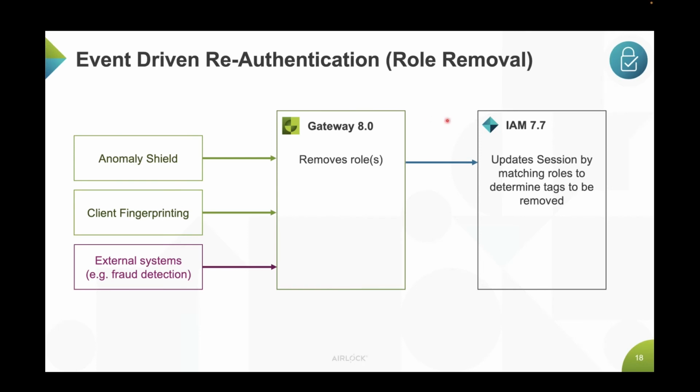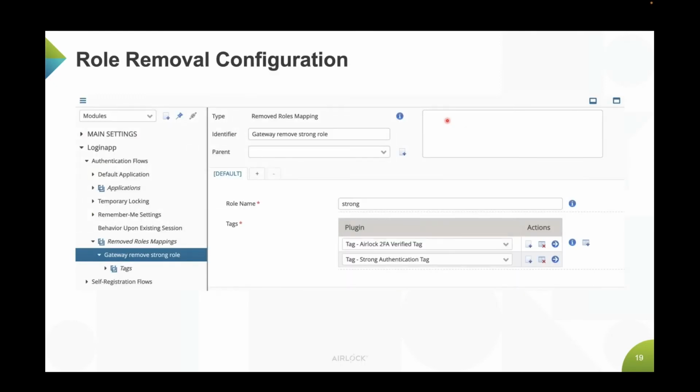It can update the session by matching the roles lost and determine which tags need to be removed. And as Mark explained before, tags really are how we control flows, which steps to skip, which steps to enforce. And removing roles means that the next time authentication is required, the user will have to go through additional steps or maybe redo second factor authentication. And this is what happens here. The user must use his credential in an authentication flow to regain the missing tags. And then, of course, IAM tells the gateway through the control API to re-add those roles.